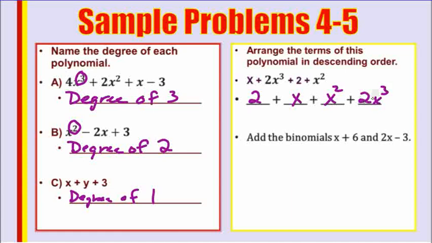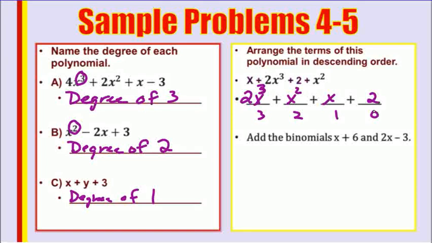Actually, I had these mixed up because we were actually getting bigger. So descending order means put your biggest term first. So this would be 2x cubed. Then it'd be your x squared, then your x, and then your 2. You're getting smaller with your degrees each time. So this has a degree of 3, 2, 1, and 0.